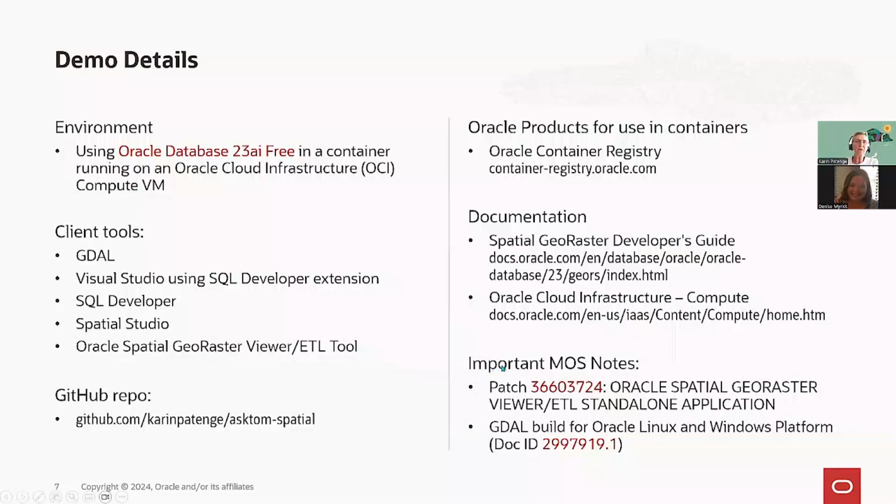And two very important things you can find in My Oracle Support. The first thing is a patch. The number of the patch is given here, and this refers to the Spatial GeoRaster Viewer ETL tool. You can download it from there and install it locally or on a compute instance in the Oracle Cloud. And the second thing we update and manage via My Oracle Support is a GDAL build that includes the drivers for the Oracle database to store vector data first and raster data. This is a package we built using GDAL and the two drivers, and we provide that via My Oracle Support.